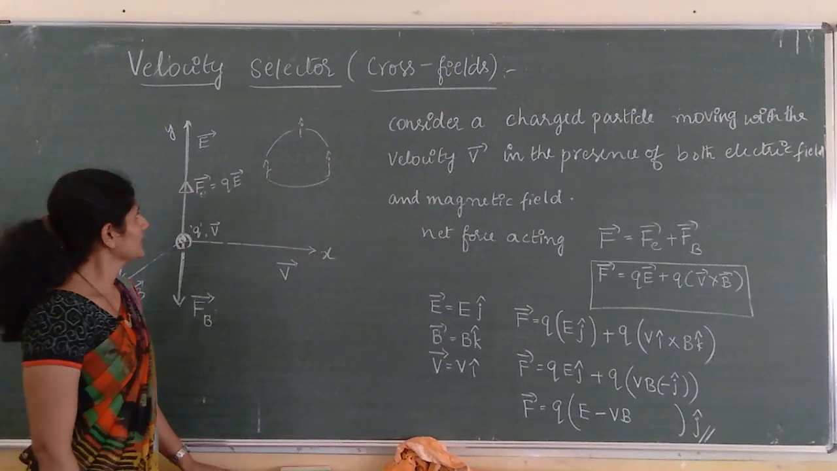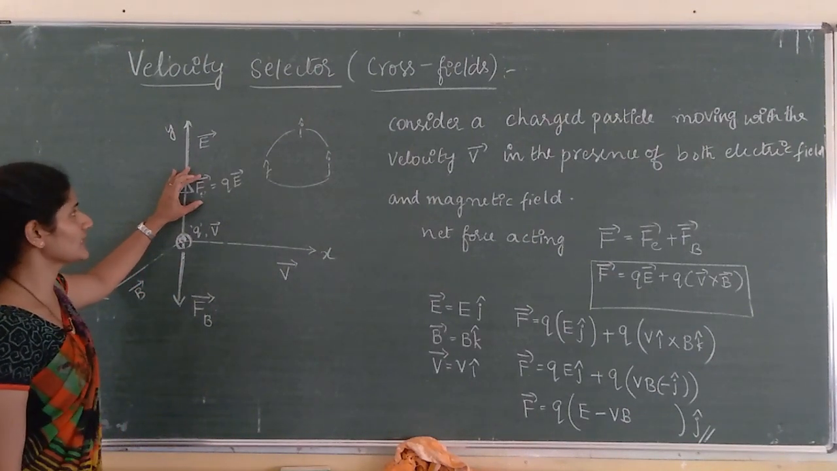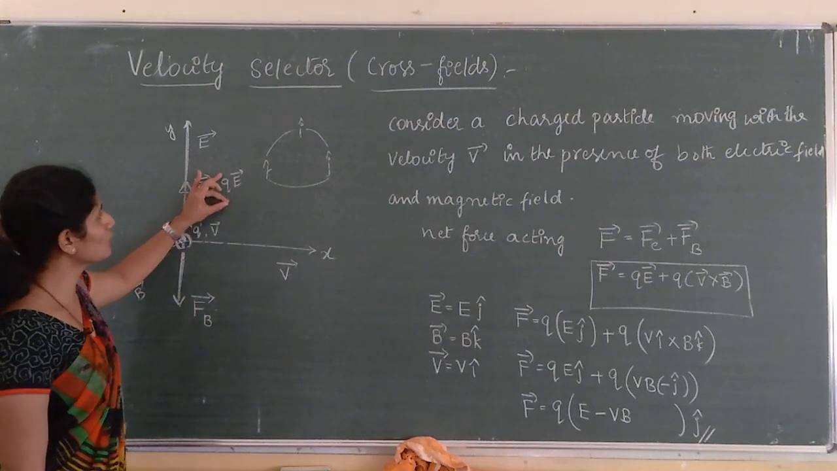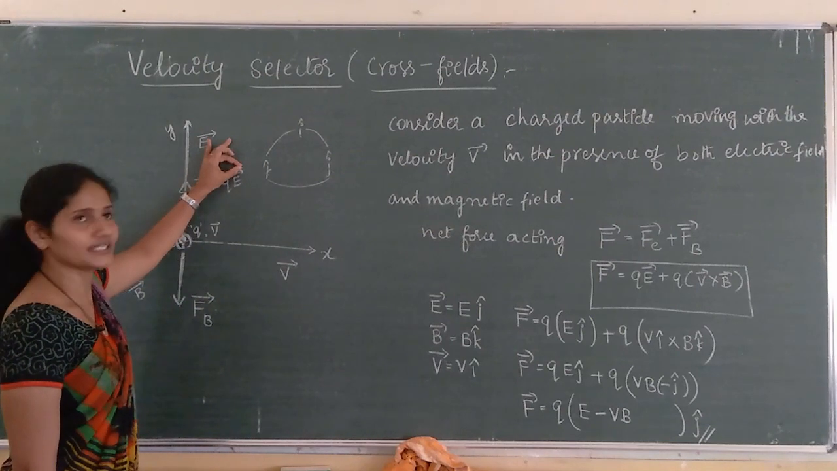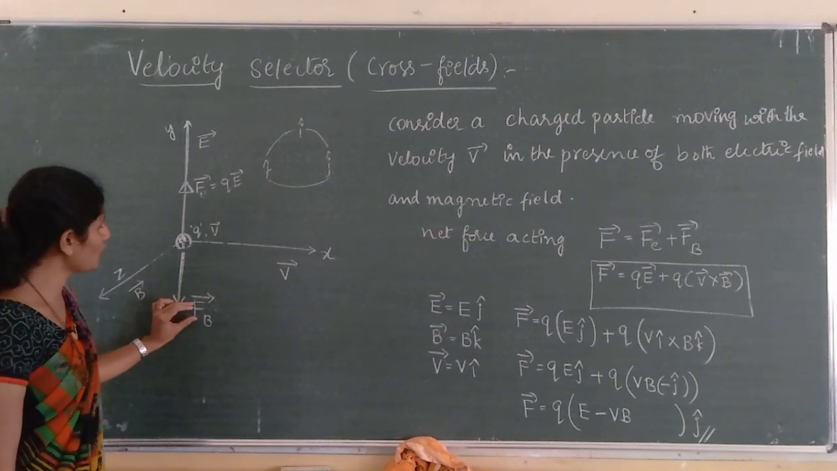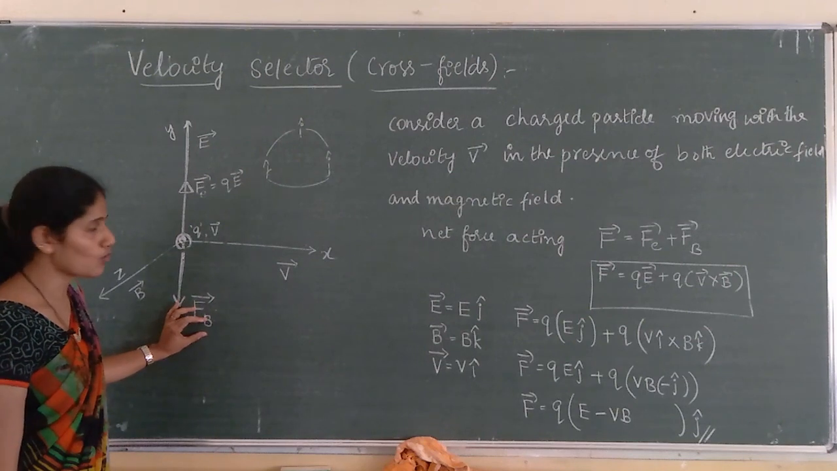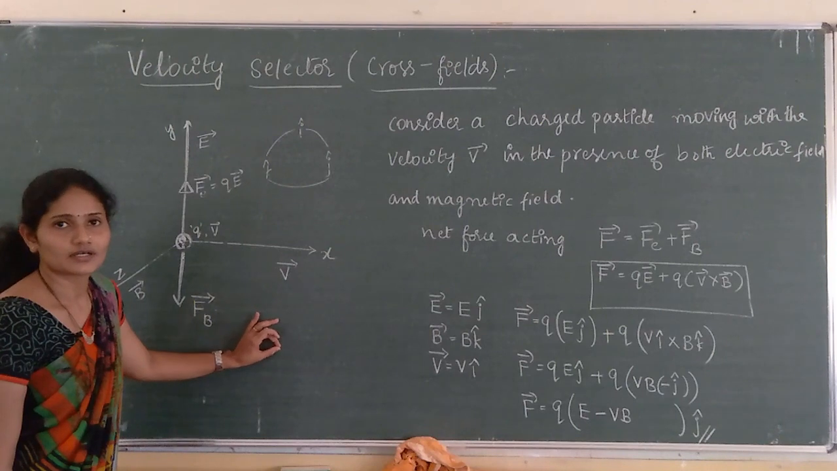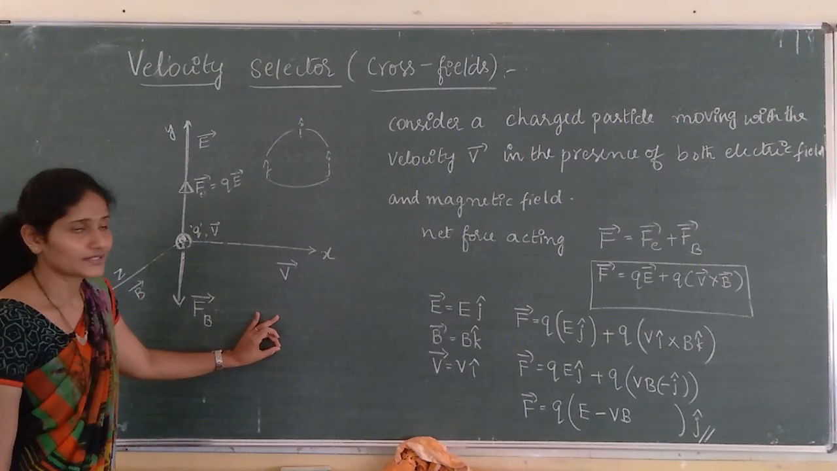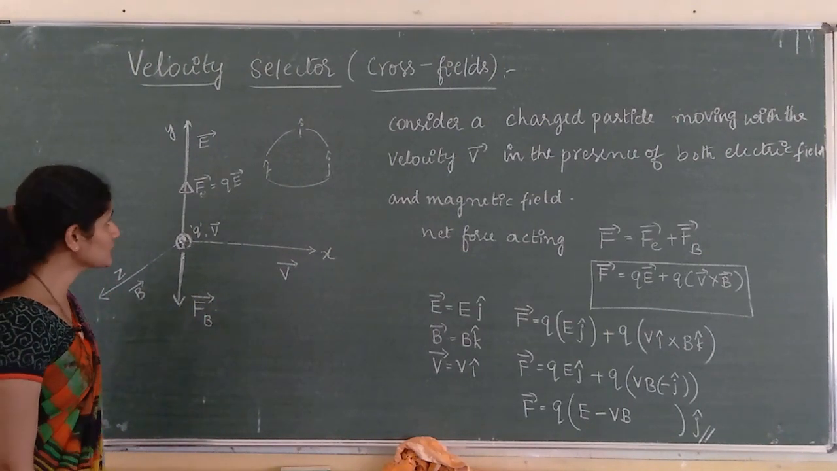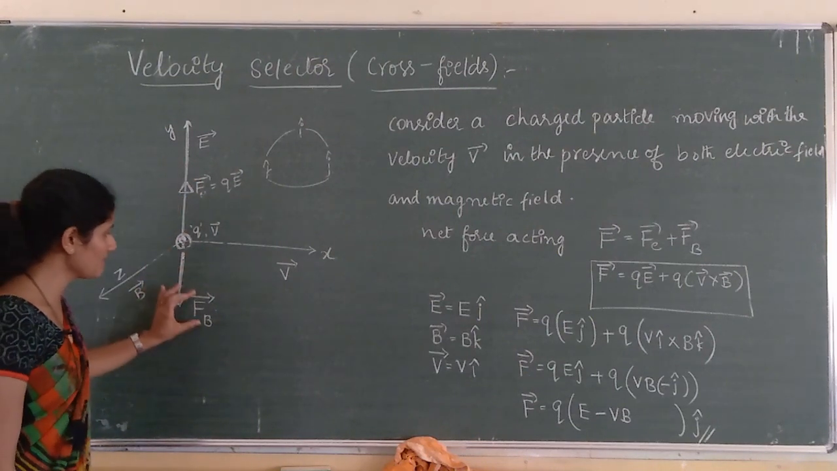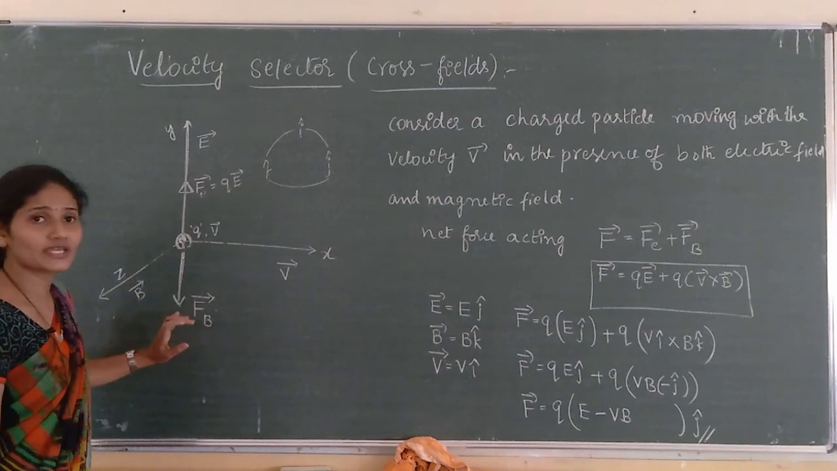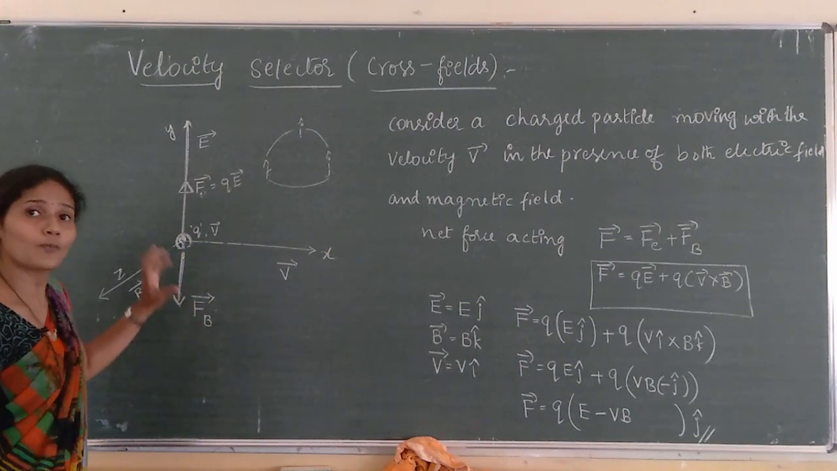acting on the charged particle in the presence of both electric field as well as the magnetic field. Okay. If the magnitude of electric field is more, then the charged particle will move towards E. If the magnitude of magnetic force is more, then the charged particle will deflect towards B. We know that Fe and Fb are, in terms of direction, opposite to each other.